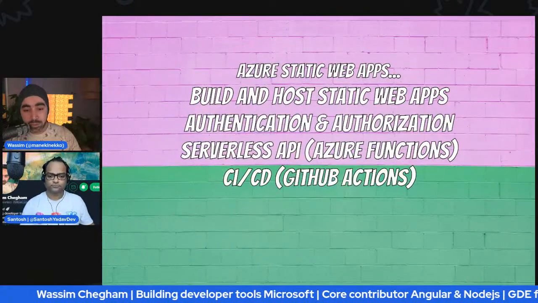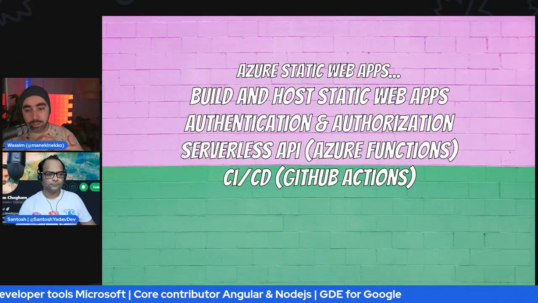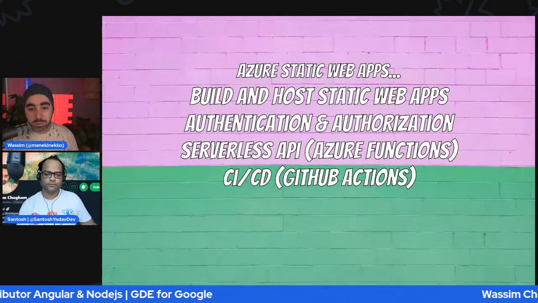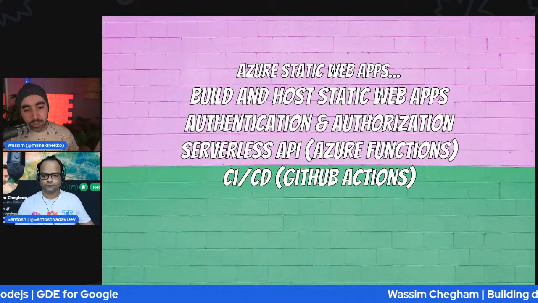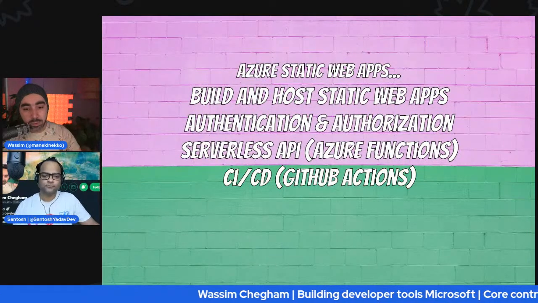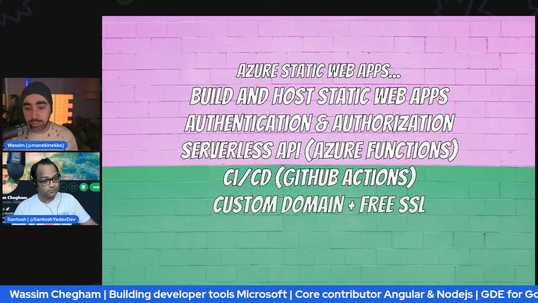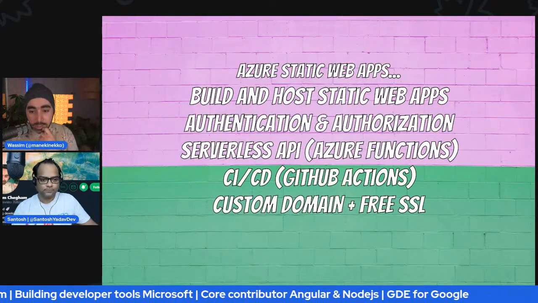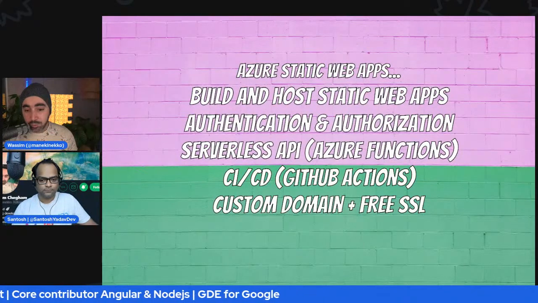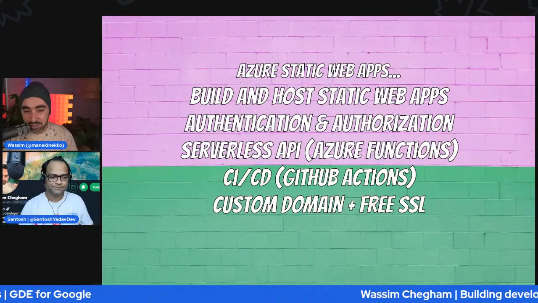It automatically configures your CI/CD. So if you're using DevOps, Azure DevOps, or GitHub Actions, it will configure that GitHub action for you on GitHub, for instance. So it watches all the changes that you have either on your PRs or your main branch, and then redeploys and builds and hosts your static content. Custom domains and free SSL are also part of the service. So if you have your fancy example.com domain, you could use it.